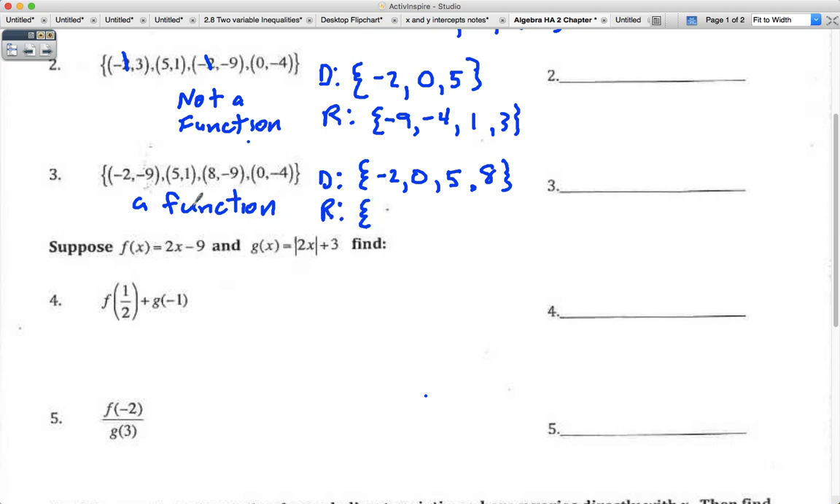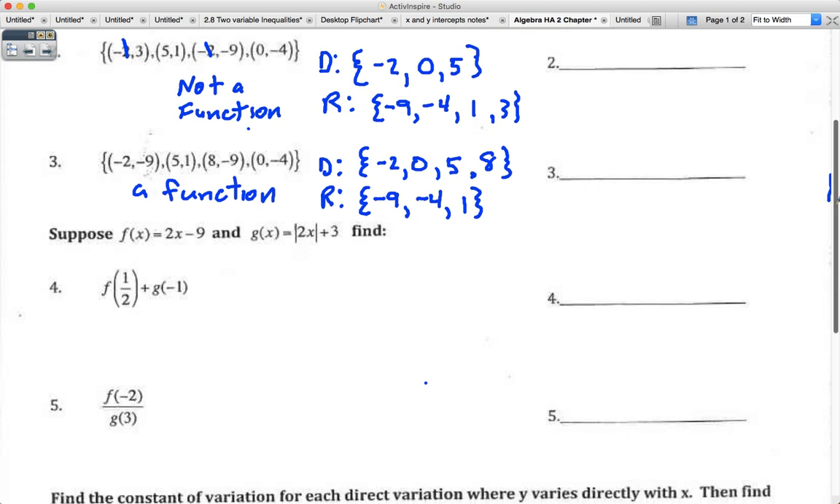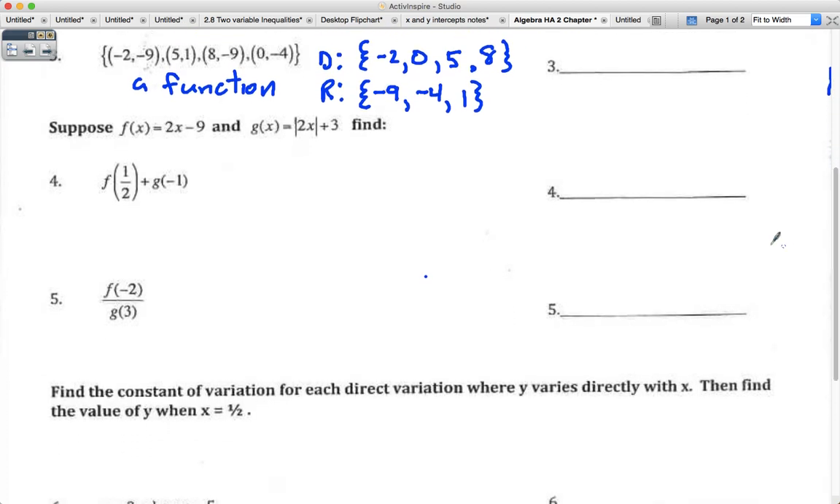And the range, the y values in numeric order: -9, don't need to repeat it, -9 is included, this -9, -4, and 1. Okay. Let's move on to function notation.